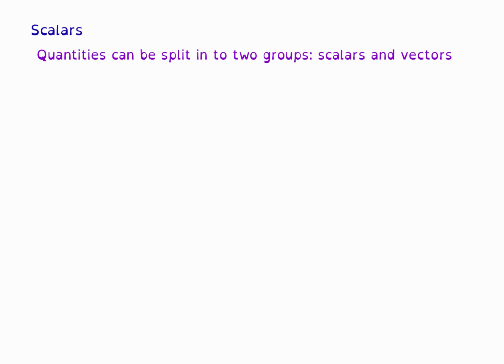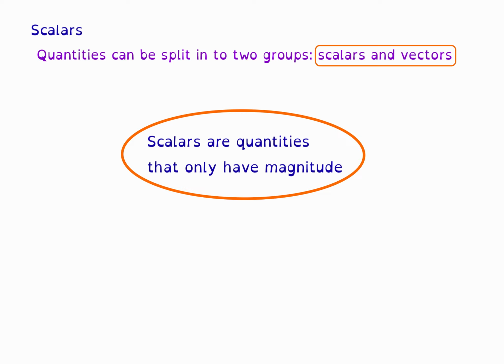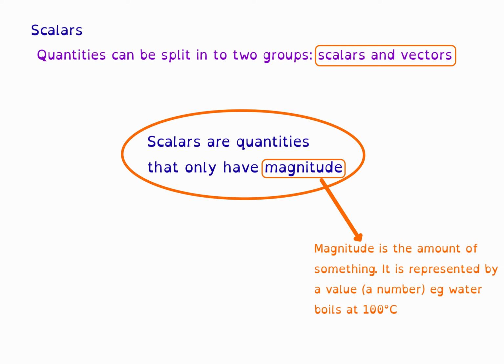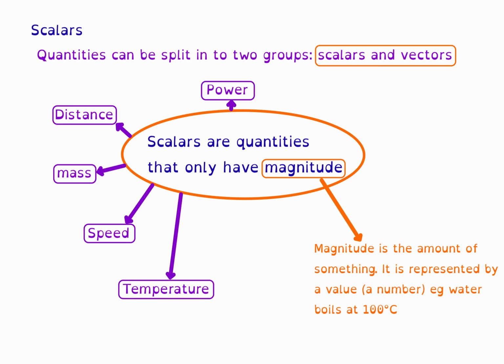Quantities can be split into two groups, scalars and vectors. Scalars are quantities that only have magnitude. A magnitude is the amount of something. It is represented by a value, so a number. For example, water boils at 100 degrees Celsius. These are some examples of scalars that you'll come across in this course: power, distance, mass, speed, temperature, time, work, energy, and density.